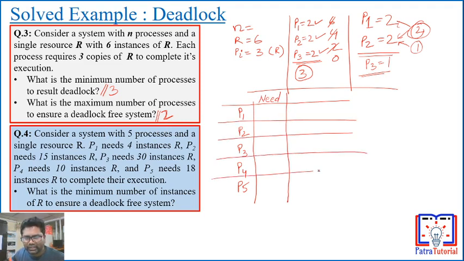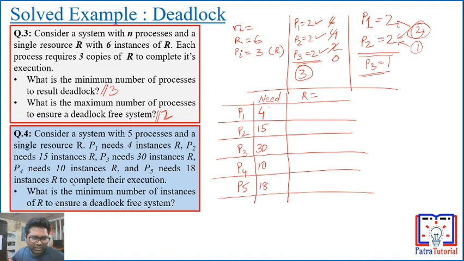Let me write in tabular format so that it will be easy to understand. It says consider a system with 5 processes and a single resource R. Only R is given, but how many instances is not given. Now P1 needs 4 instances, P2 needs 15, P3 needs 30, P4 needs 10, and P5 needs 18. These are the requirements.